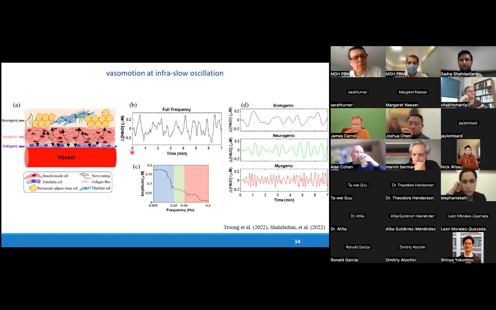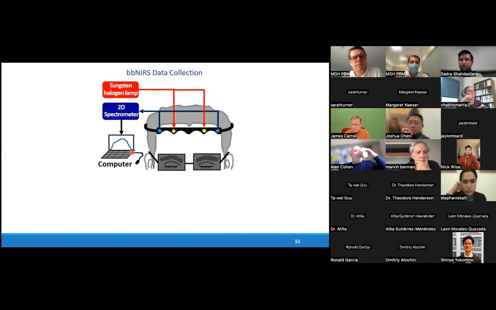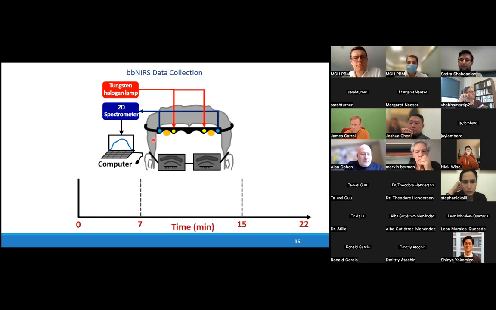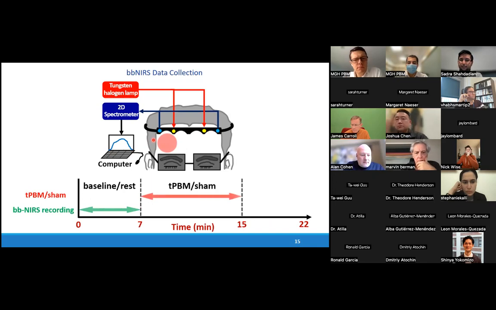from before the stimulation. The setup we had was a 2-channel BB-NIRS, including 2 main channels on the right prefrontal cortex and left prefrontal cortex. Each channel includes a light source and a detector. The protocol was 20 minutes. We had 7 minutes of BB-NIRS recording, followed by 8 minutes of tPBM or sham on different locations of the prefrontal cortex. And then we had 7 minutes of recovery.